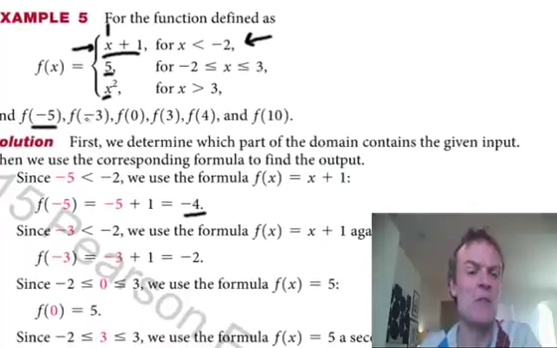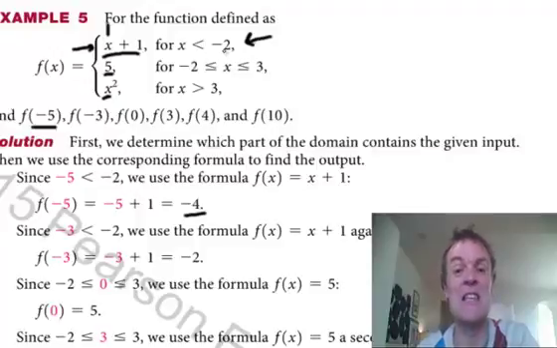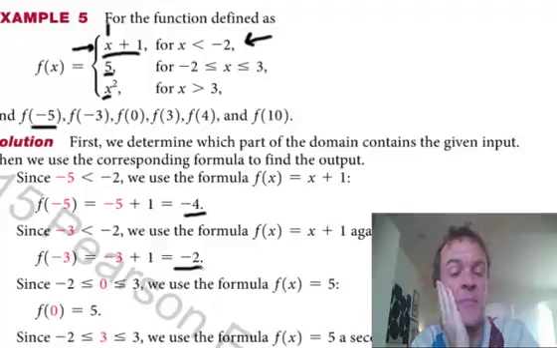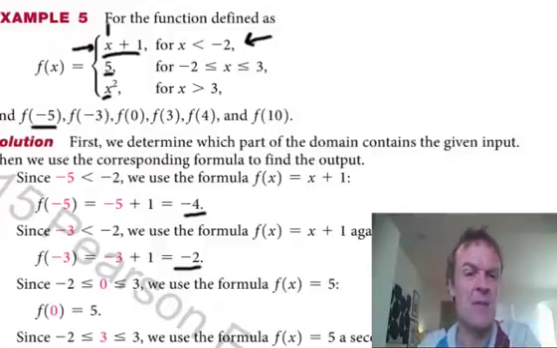How about -3? Well, that's the same. I'm also going to use this x plus 1 because -3 is also less than -2. So -3 plus 1 is -2. These are just examples. You've got to decide which one of these three you have to use. Okay, how about this one?